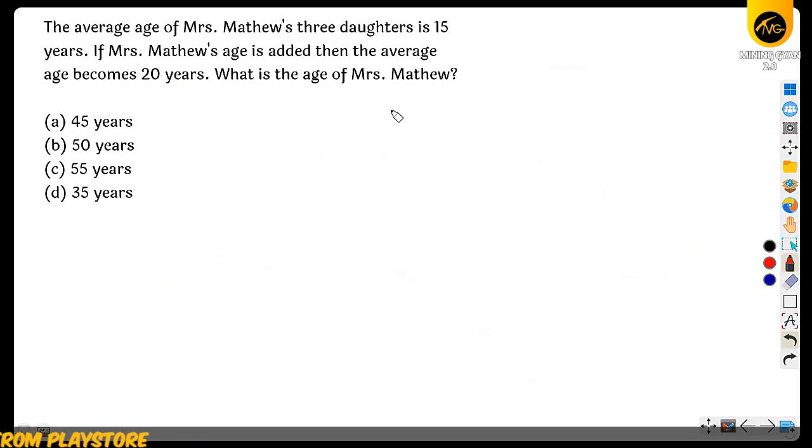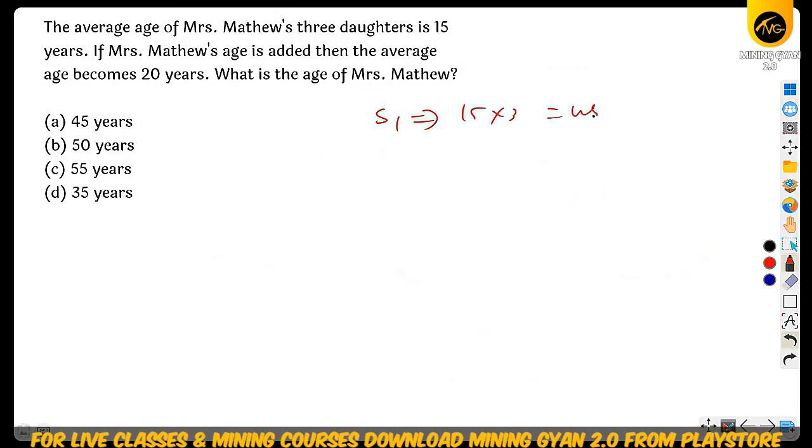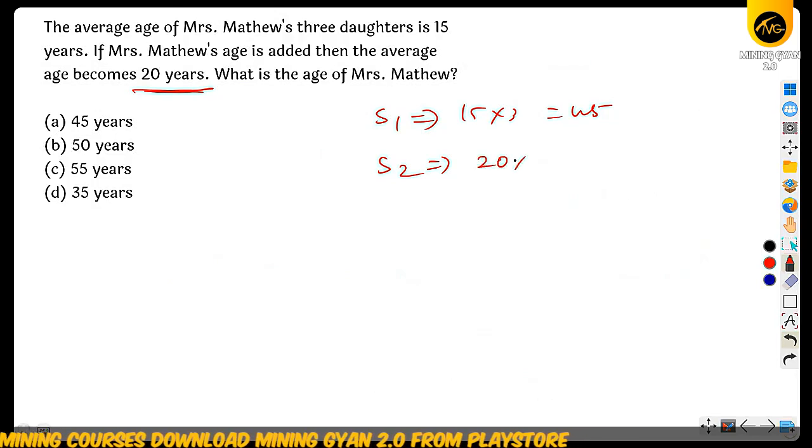What will be the answer? Or we can say, what is the age of Mrs. Matthews? Okay, 35. Anyone else? Monica said 35. So what is S1? Basically S1 will be 15 into 3 daughters, that means 45. Now with the inclusion of Mrs. Matthews, the average age becomes 20. So 20 into 3 daughters and Mrs. Matthews, that means 4, it is 80.